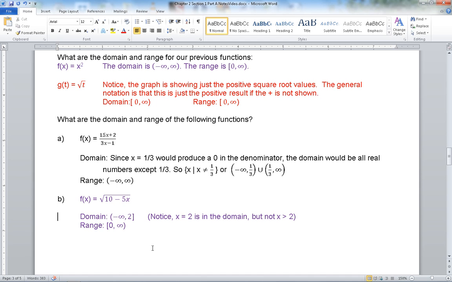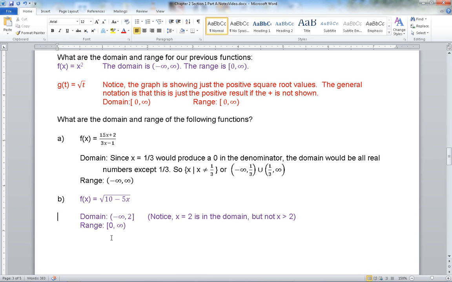So really, negative infinity up to and including 2 are values in the domain. But any number bigger than 2, I would be trying to take the square root of a negative number, which there's no answer to. Okay? We're not considering complex numbers.